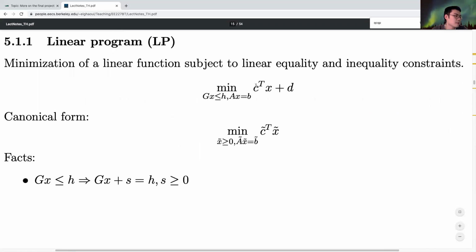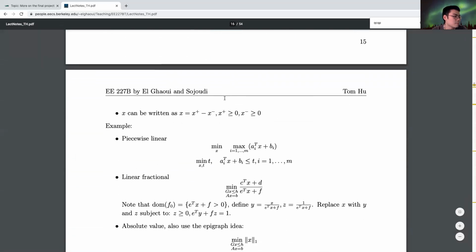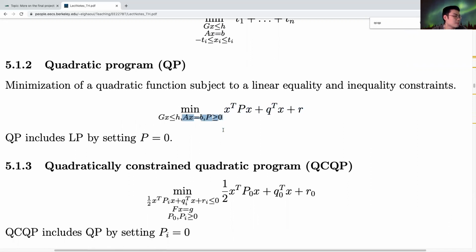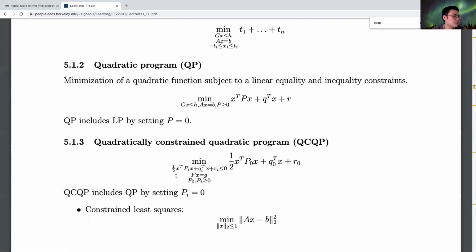For example, linear programming says that your constraint is linear and your target is linear. QP, you should now know what quadratic is. So this is the quadratic form, this is the linear component, this is the constant. The target is quadratic and your constraint is linear. This is QP. And there's also QCQP, where the constraint is quadratic: this is the target function, and your constraint can contain some quadratic constraints in addition to the linear constraints.